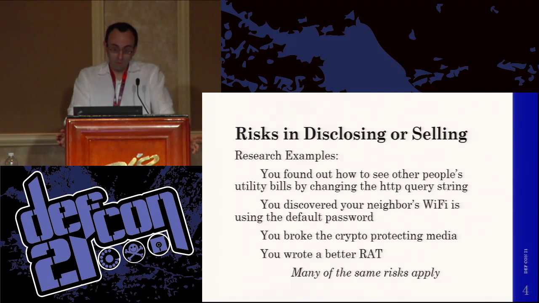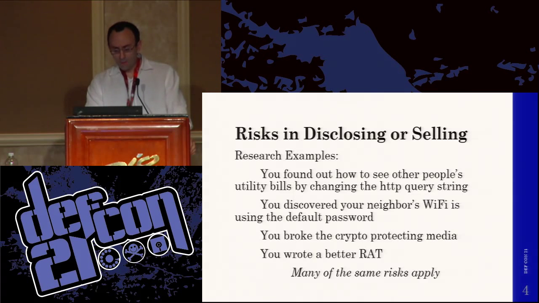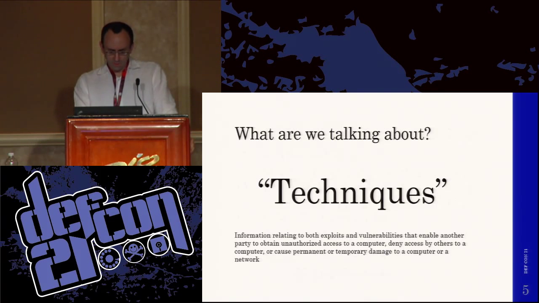You discover your neighbor's Wi-Fi is not protected. How did you find that out? You broke the crypto that's protecting some media that you had. It's getting a little more serious now. There's actual money at stake. And maybe you wrote a better remote access tool. That sounds like you might make a lot of money. So many of the same risks apply, surprisingly enough, whether you're just looking at changing HTTP strings or whether you're actually taking apart a DVD.